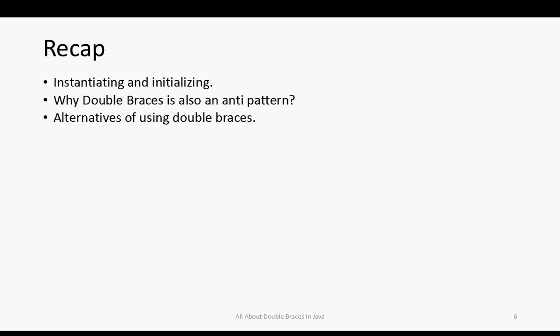Okay, let's quickly do a recap of what we covered so far. We covered the double braces, how we are instantiating and initializing at the same time using double braces, how it creates the anonymous class, how it extends the existing class, and what we do within the initialization block. Then we talked about why double braces is also an anti-pattern. We talked about the pros and the cons of double braces, and then finally we talked about the alternatives of using double braces as of Java 8 and Java 9.